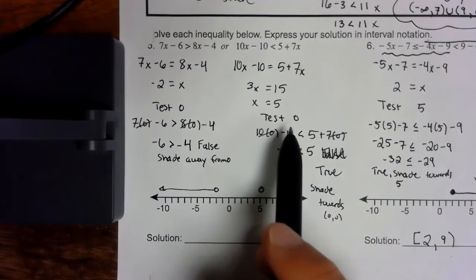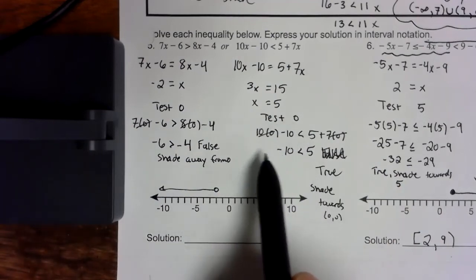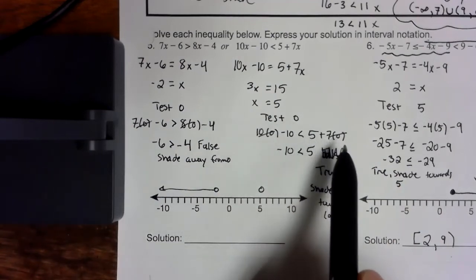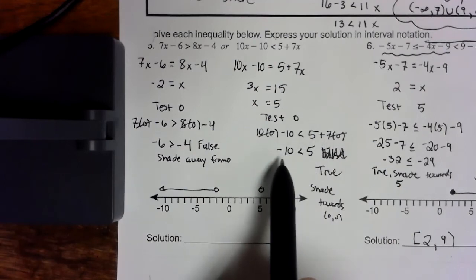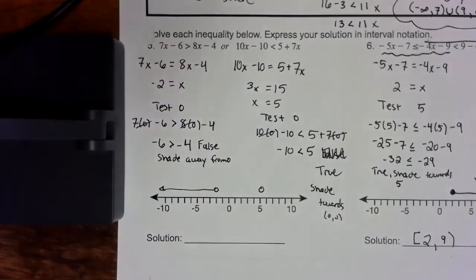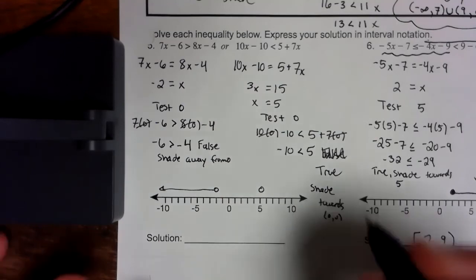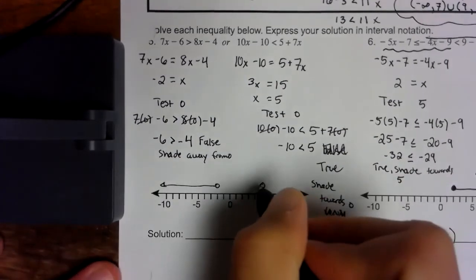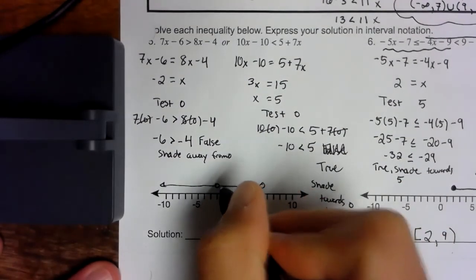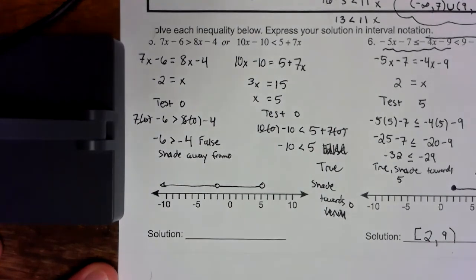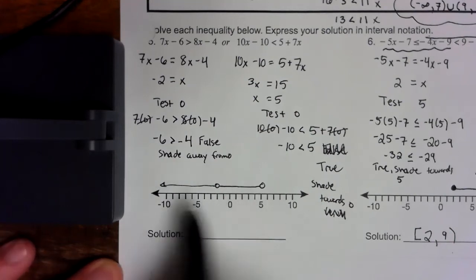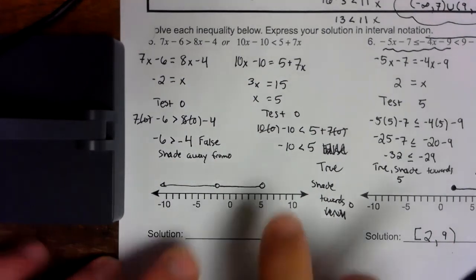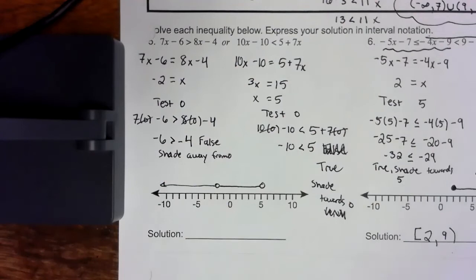an anchor point at 5, and I test 0, and we get 10 times 0 minus 10 is less than 5 plus 7 times 0. Well, once we simplify that, I get negative 10 is less than 5, which is true. So I'm like, okay, when it's true, I want to shade towards a number that we tested, which is towards 0. So I'm shading to the left. I'm like, that's odd, right? If I'm shading to the left, this isn't an OR inequality, or at least not what we're seeing on the number line. OR inequalities are supposed to shade away from one another.